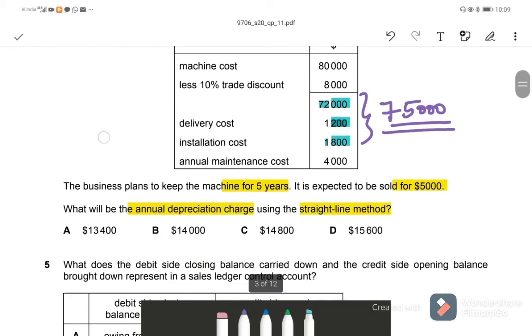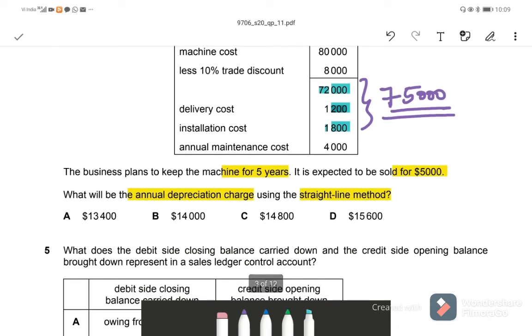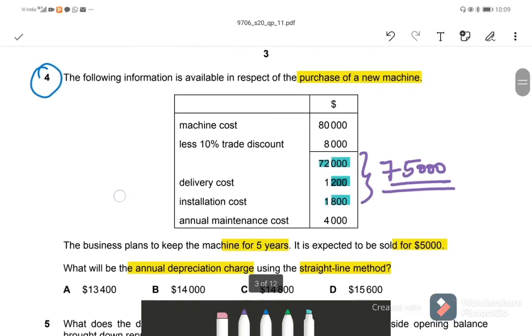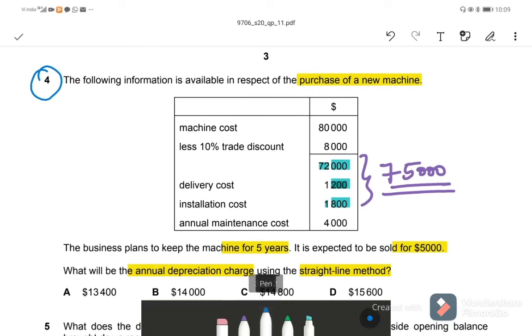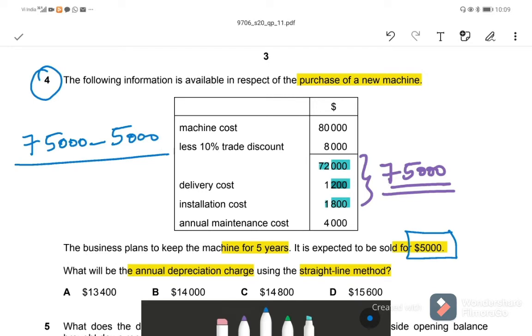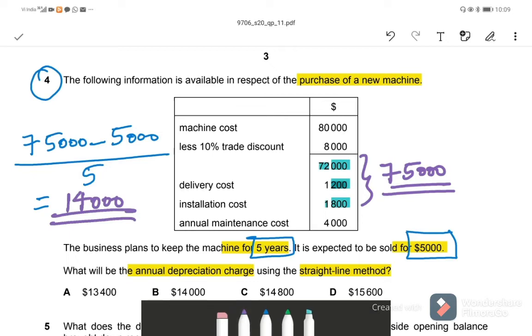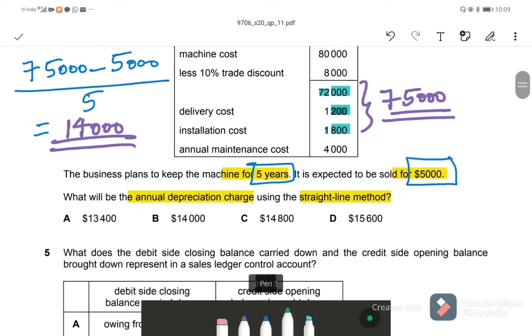So we can apply the equation. Cost minus residual value. Cost is 75,000 minus residual value 5,000 divided by how many years? 5 years. It comes to 14,000, which is the depreciation. So the correct answer is B.